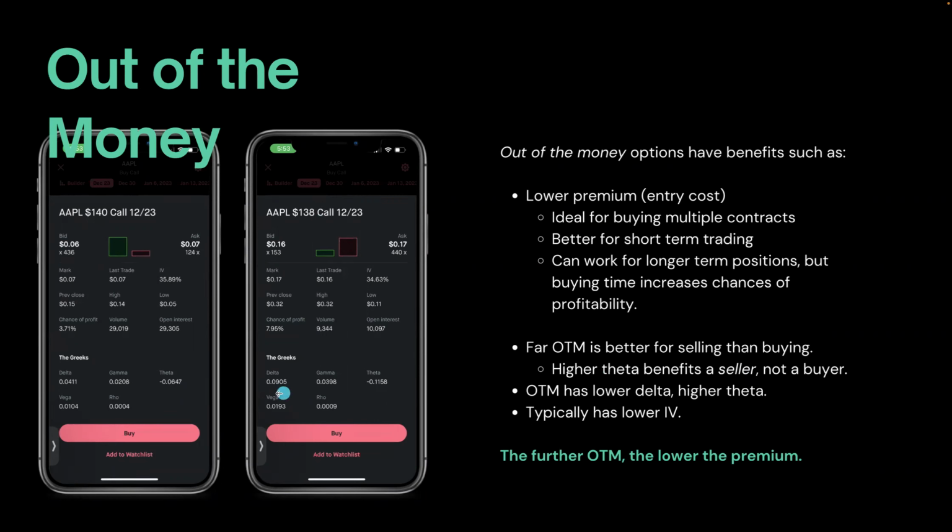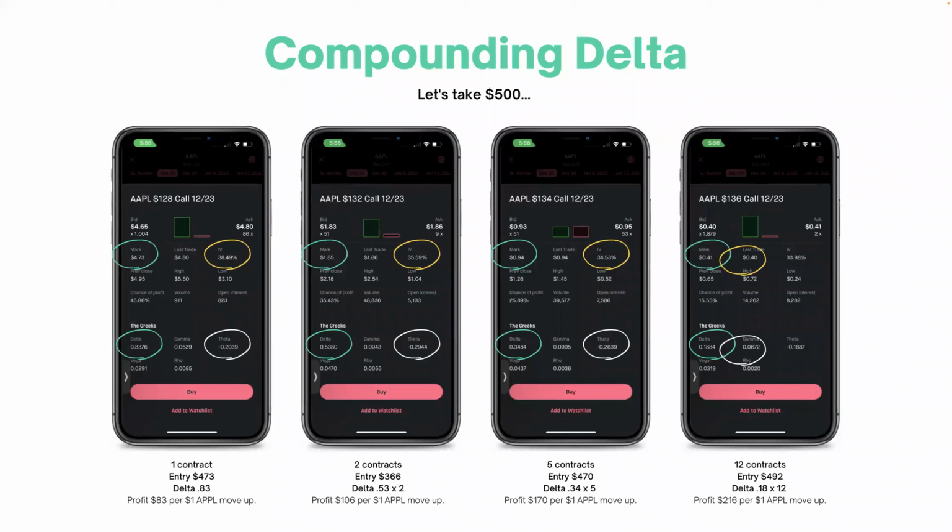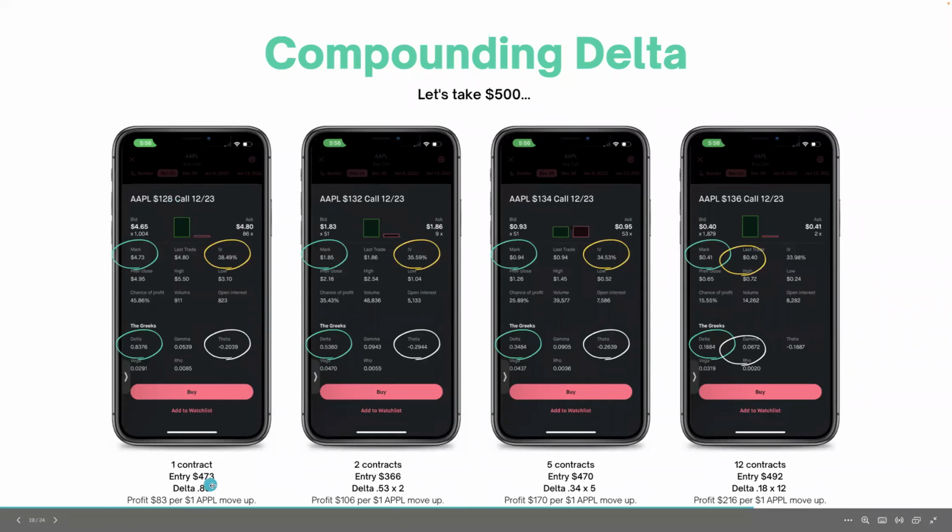So let's talk about compounding delta. This is an Apple example. Okay, so this is a $500 account or budget. And we've got 4 different strikes. So this is going to be the first one that's in the money. You guys see we have $500 to spare. So this can get us one in the money contract for $473. Our delta is 83 cents. So we're going to make $83 every time Apple goes up $1.